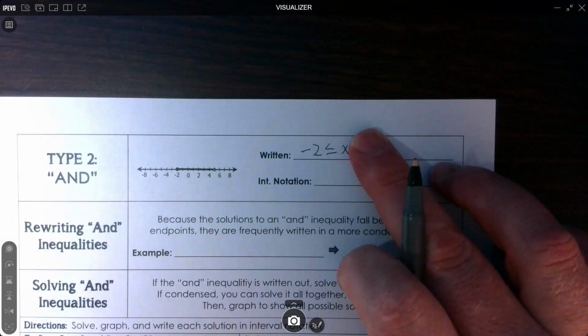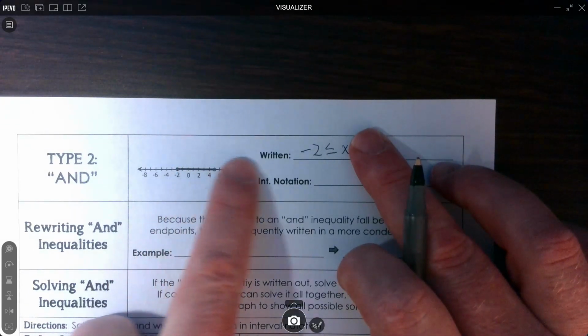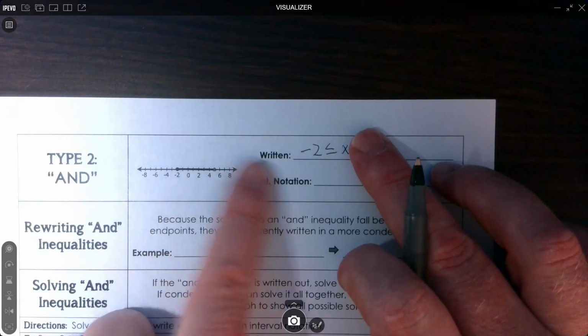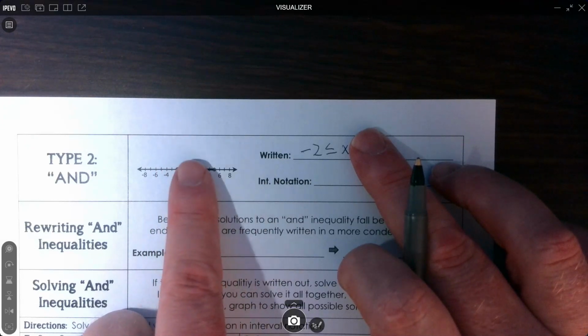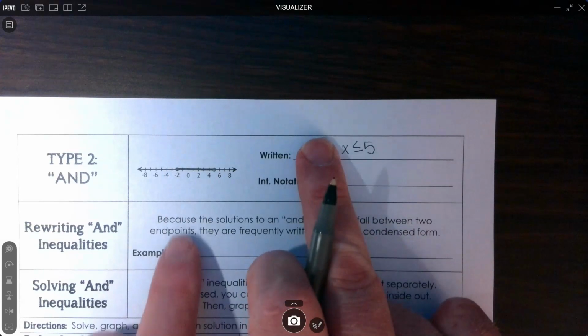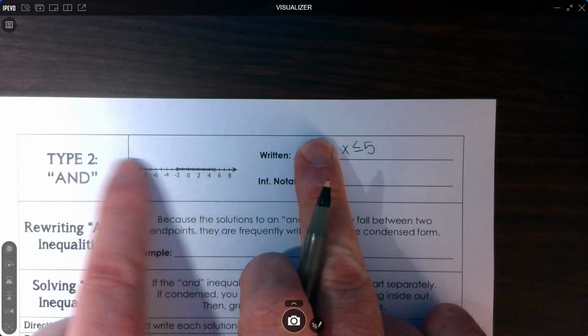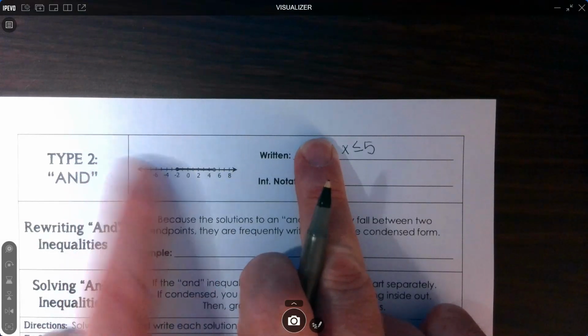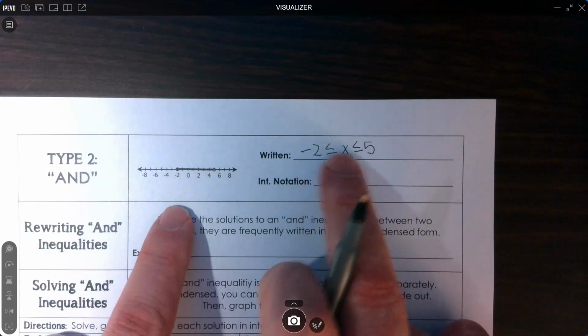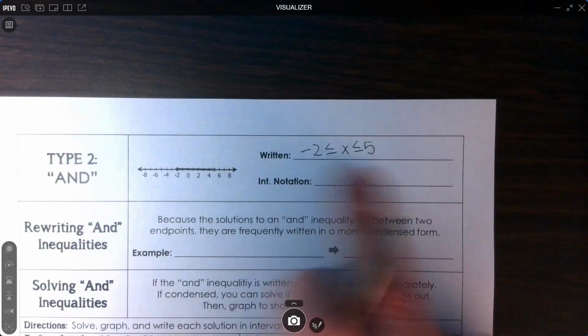Here's the first one: -2 is less than or equal to x. So that would be any number in here, going on forever in this direction. Anything bigger than, basically x is bigger than -2. So that would be all of this. And if I read this, x is less than 5, it would be all of these. So what this is saying is I am x and I'm stuck between -2 and 5. That's what this means.